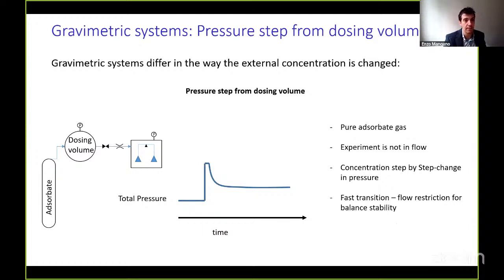And in this case, depending on obviously the size of the dosing volume, the pressure can be essentially very large compared to the mass of the sample, the adsorbed amount. Or if the volumes are smaller and more comparable to the amount adsorbed, you may have that this approximation of constant pressure is not valid, and it's more like a conventional volumetric system where the pressure changes during the experiment.